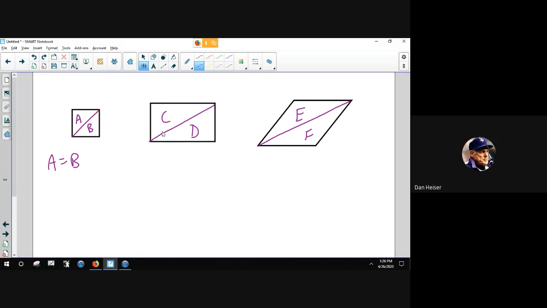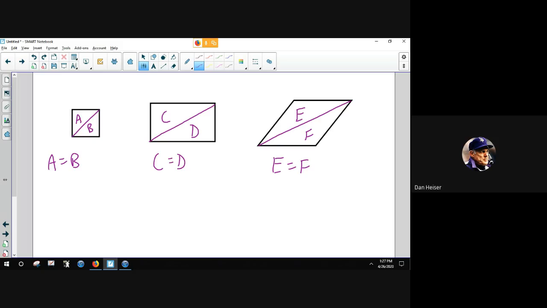Looking at triangle C and D. This side is equal to that side. This side is equal to that side. Shared side. We know triangle C and D are the same. With the parallelogram, opposite sides are equal, opposite sides are equal, shared side. We know that triangle E and F are the same.